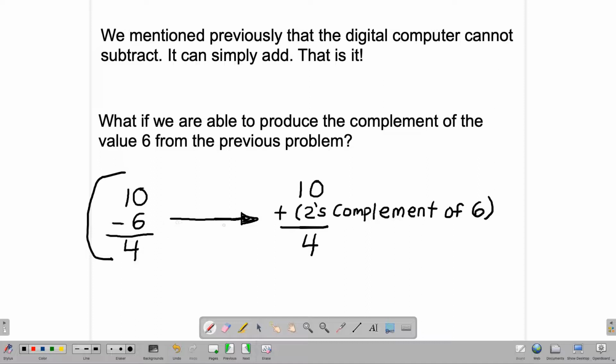So if we rewrite this equation, if you notice, humans, we're looking at this operation and say, okay, we want to subtract. But computers have to use addition. And in order to use this, we are going to have to produce the 2's complement of the value 6 and add it to 10 to produce the value 4. This is what happens with the digital computer.